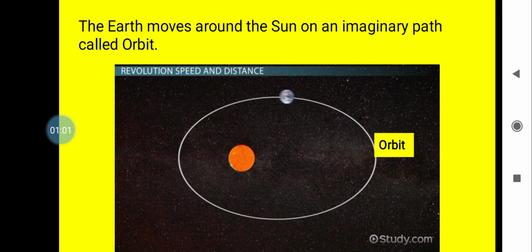You already know that the earth, just like the other planets, moves around the sun. The earth moves around the sun in a path. It is an imaginary path, which means that this path does not actually exist, but the earth moves around the sun in this imaginary path, and it is called an orbit. All the planets have their own orbits in which they move around the sun.